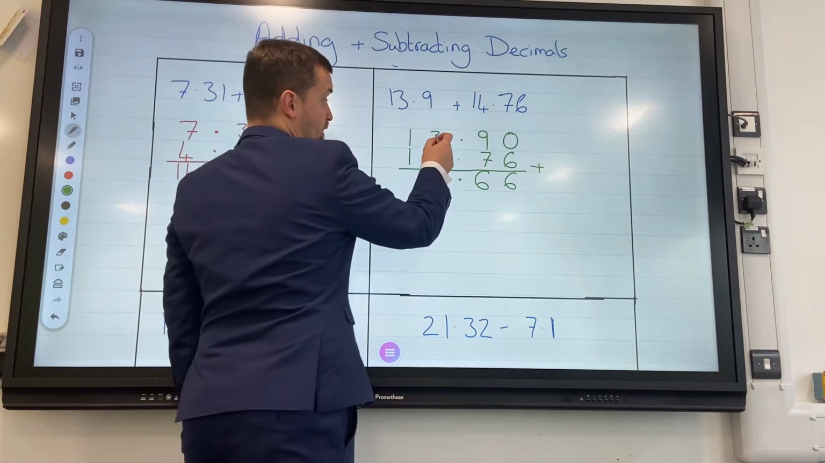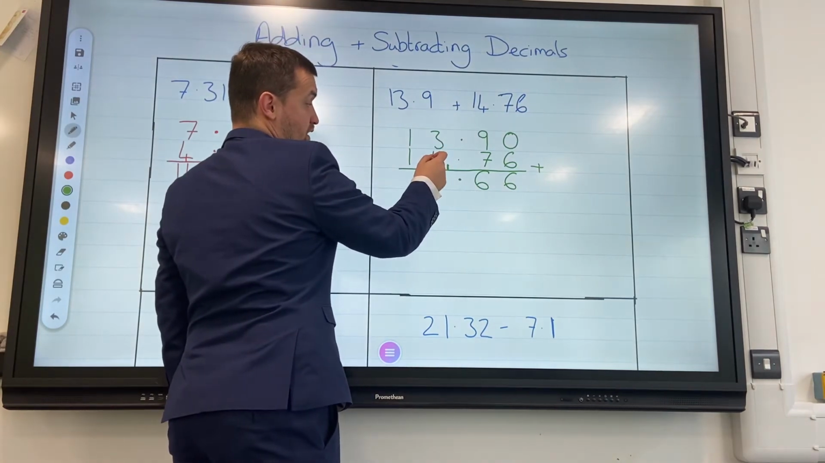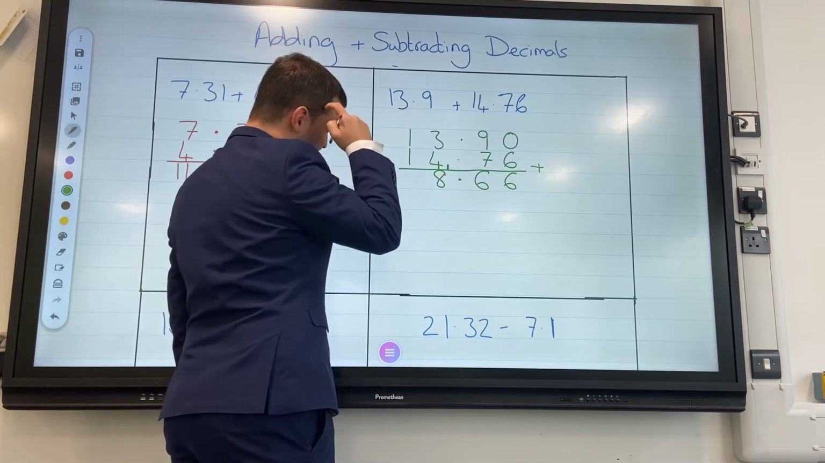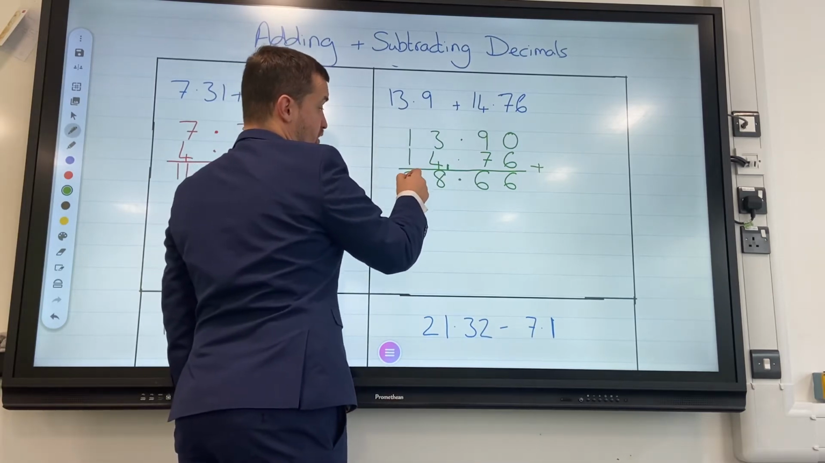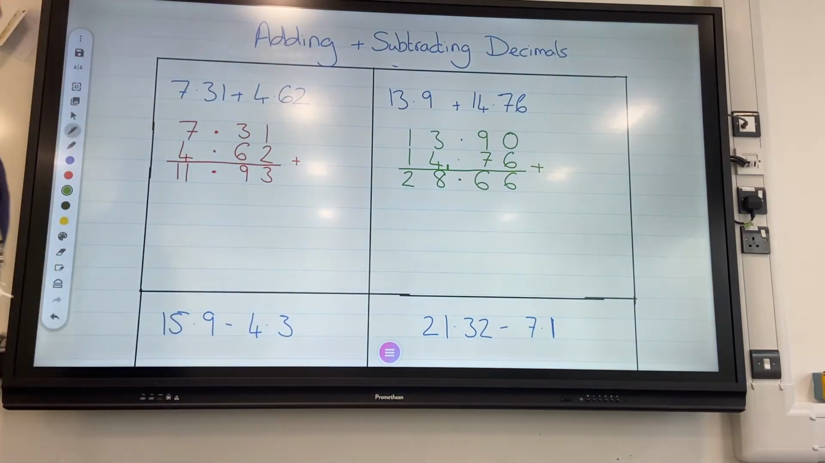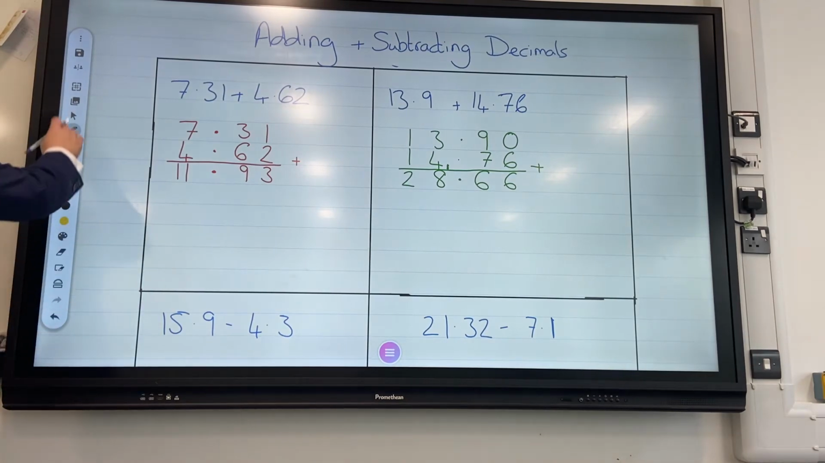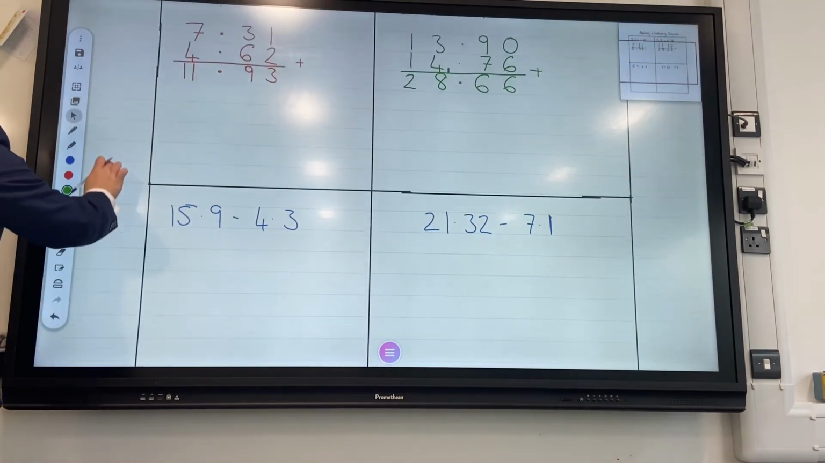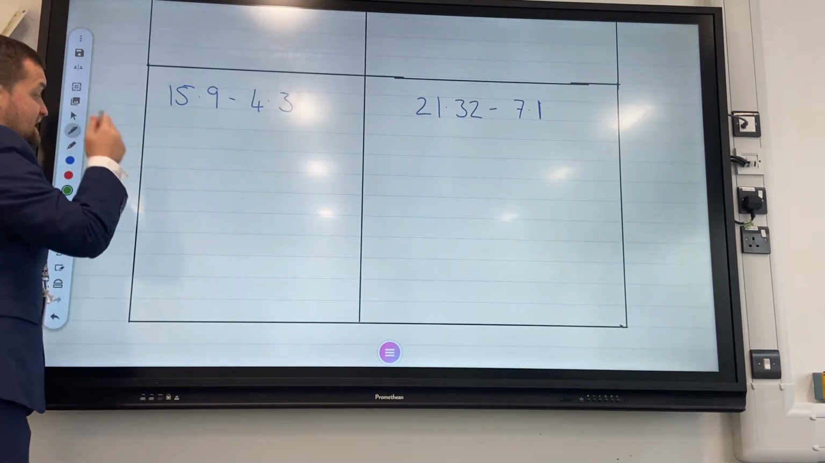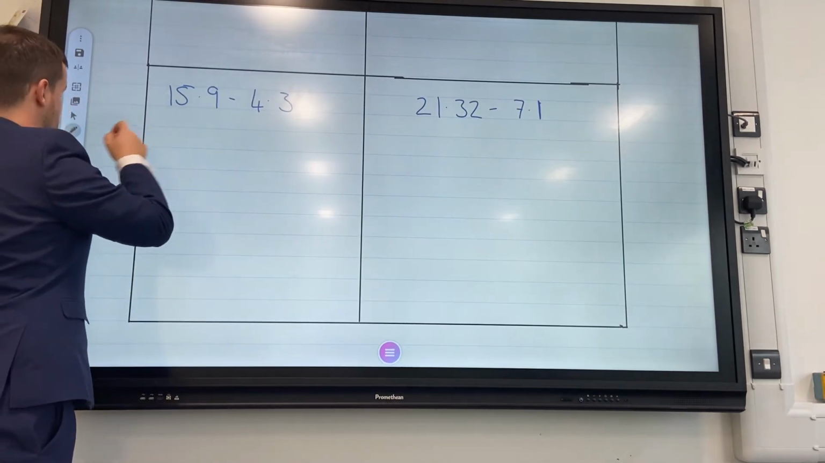Then what we need to do, we've got 3 plus 4, which is 7. And then I need to add this extra 1 on, which is 8. Okay, 1 plus 1 is 2. My final answer is 28.66. That's the adding, okay? It's not going to get much more challenging than that, okay? But it's not just adding we're going to do, we're going to do subtracting as well. Okay, so what we're going to do, we're going to set it out in exactly the same way, okay?